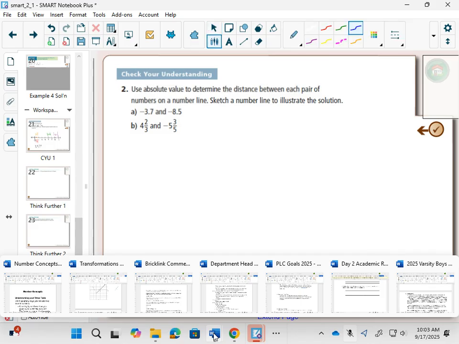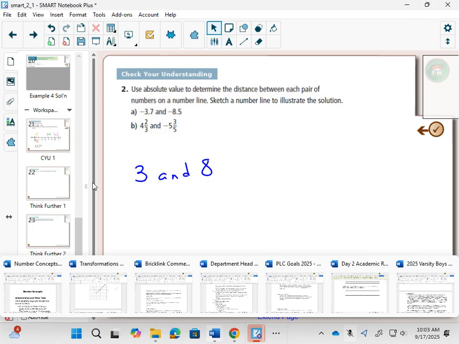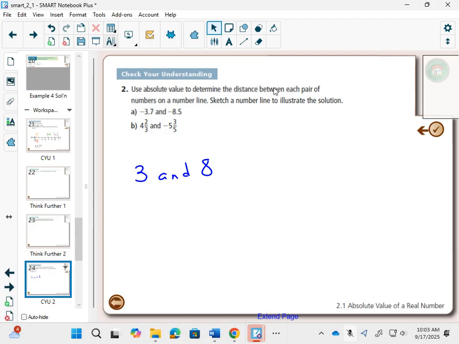So what I'm going to do is start with something a lot simpler that you could do in your head. I'm just going to do this as a pre-example. If I asked, what's the distance between 3 and 8? You would say right away that the distance is 5. That would not be hard for you at all. You could see it right away.